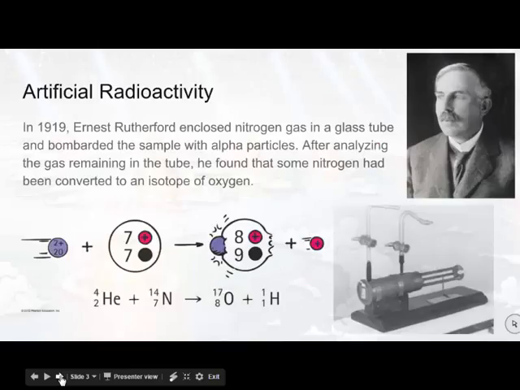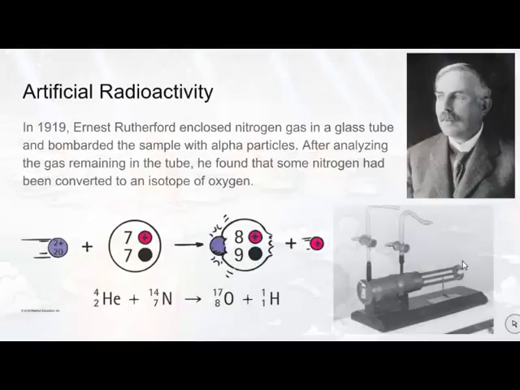And so it all started again with Ernest Rutherford. His name has come up a lot. So in 1919, he took a container of nitrogen gas. You can see a picture of that over here on the right. And he enclosed that gas in a glass tube. And then he bombarded it, so he shot alpha particles at that gas. When he was done with that, he then analyzed that gas. And what he found in the tube was not nitrogen anymore. It had actually been converted into oxygen.